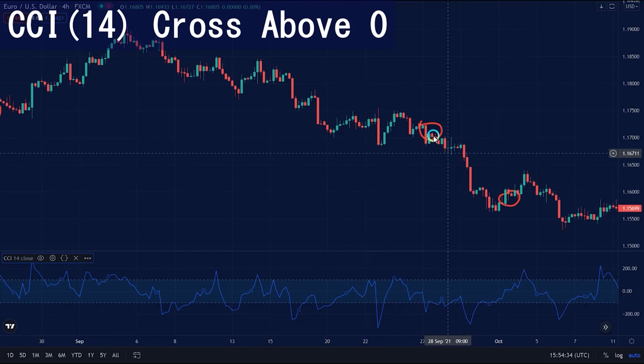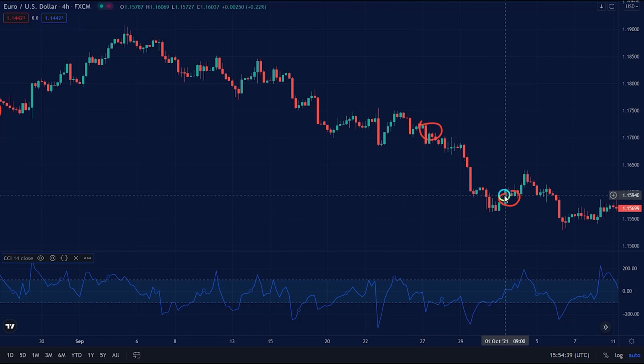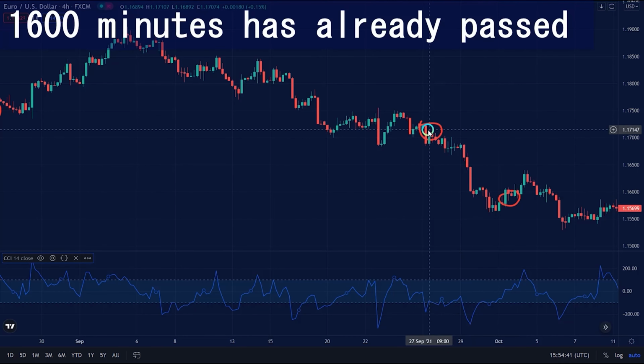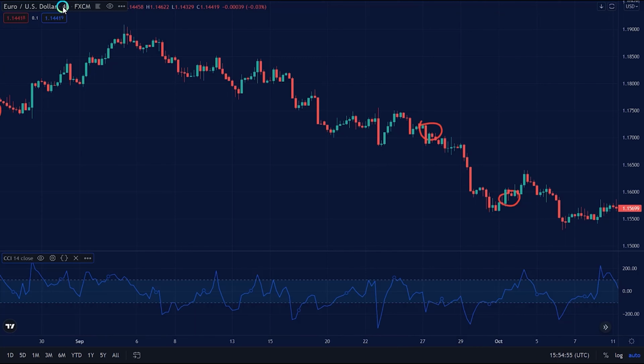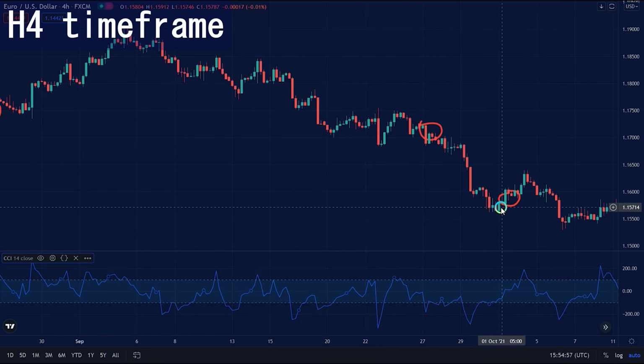And of course the 1600 minutes has passed, and so we could actually close the trade. And this is why it is a great strategy, because it has very simple rules, but yet it truly works. I would recommend to use this strategy on the 4-hour time frame, and you can try out different parameters, of course, and different kind of periods, and different X minutes parameter.